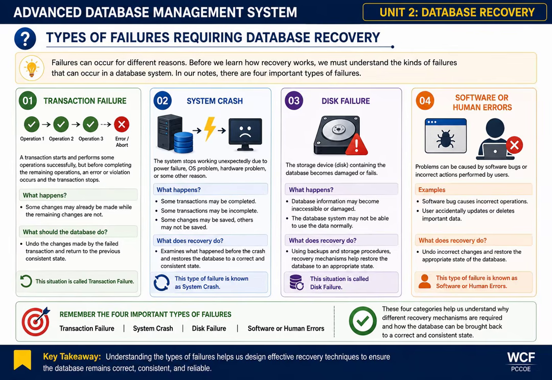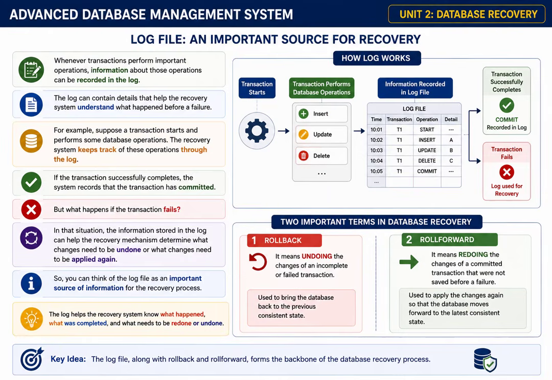For this purpose, the database system uses something called a log file. You can think of a log file as a kind of history or record of important database activities. Whenever transactions perform important operations, information about those operations can be recorded in the log. The log can contain details that help the recovery system understand what happened before a failure.